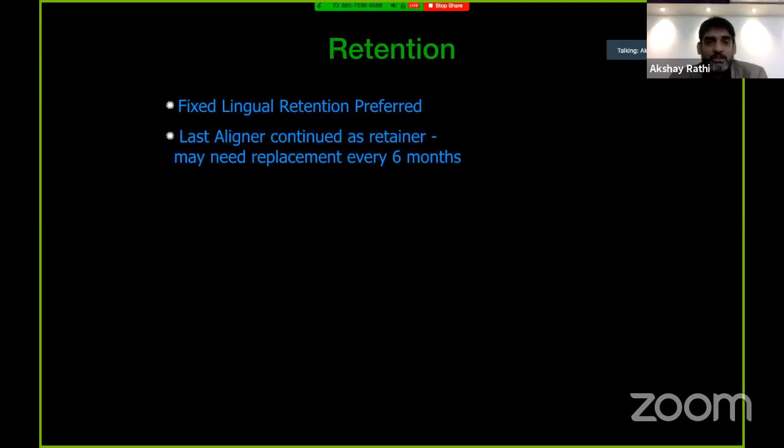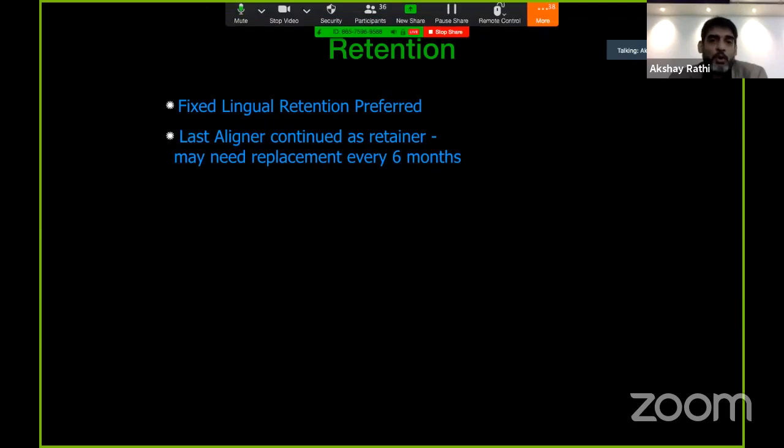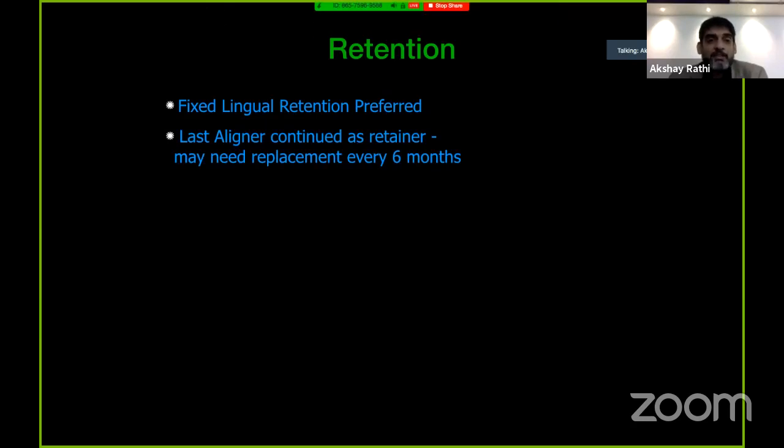If the patient is not here for the last appointment, then you can continue the last aligner as a retainer, but make sure that now this patient is wearing the retainer for only 8 to 10 hours, because the aligner is meant to last for only 2 weeks. So you can't have an aligner retainer every 2 weeks. So reduce on the number of hours and increase on the life of the last aligner.